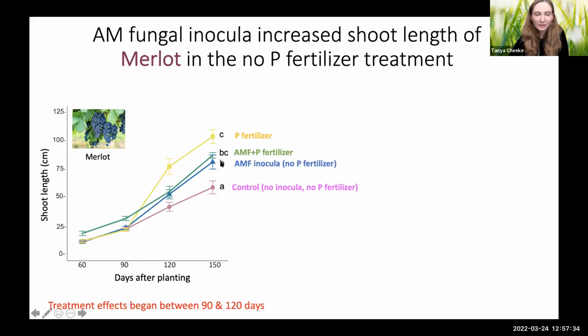So these different letters here mean that they're significantly different. Adding mycorrhizal inocula led to significantly longer shoot lengths compared to the uninoculated control. But then in the phosphorus fertilizer section, we don't see a benefit, at least in shoot length, of adding mycorrhizal fungi. In fact, they grew just a little bit smaller.